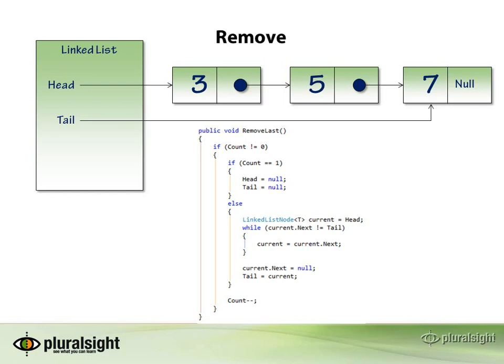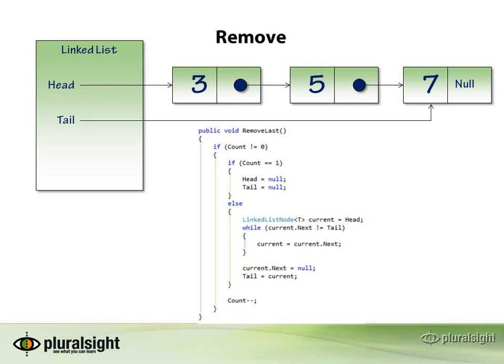Like add, remove can be performed from the front or the end of the list. Let's take a look at an example using the list of values 3, 5, and 7. Removing the tail node, 7, requires updating the tail pointer and setting the next value for 5 to null. Doing that will eliminate all references to the 7 node, which effectively removes it from the list.